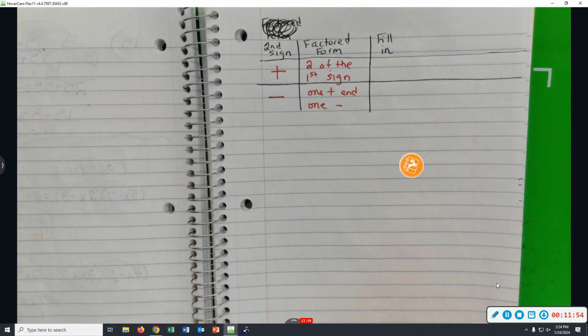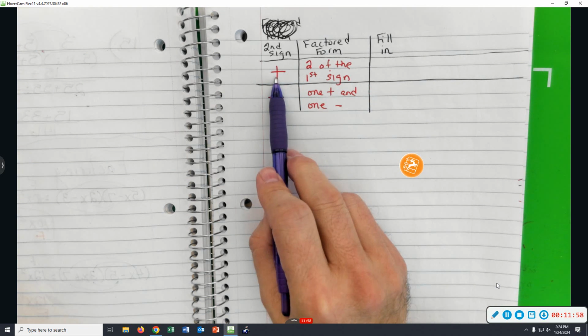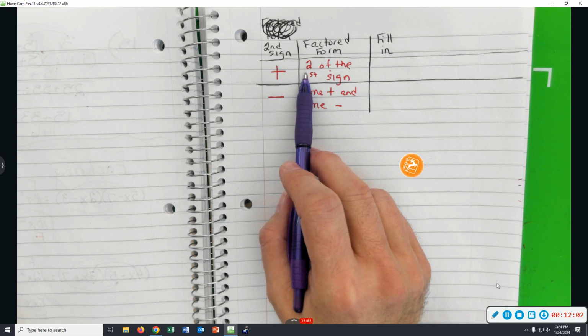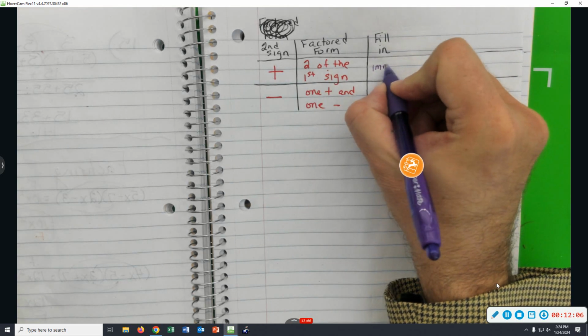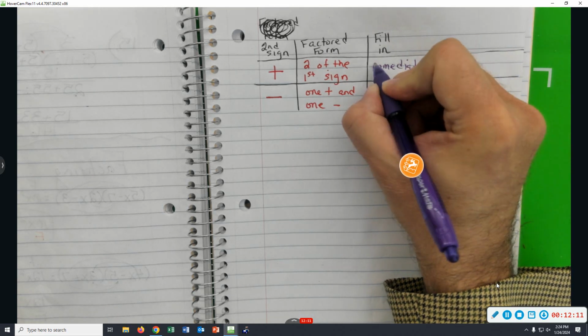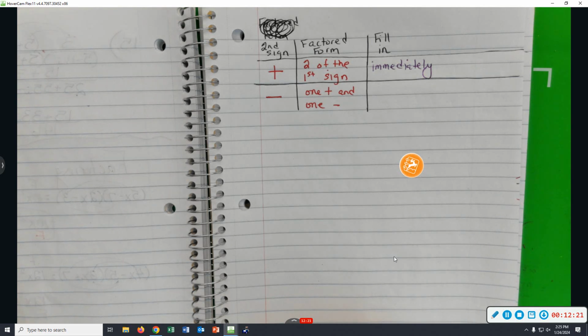Now this is my preference. If the second sign is plus, then fill in those signs immediately. You have two of the first signs, so I'll fill them in immediately. That's the nicer case. With that second sign being plus, you know what those signs inside the parentheses are going to be: either plus, plus, or minus, minus. Look at that first sign and that'll determine it.